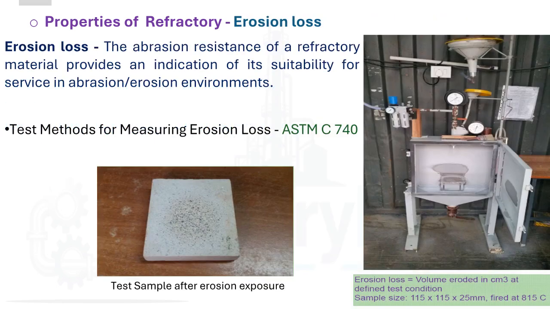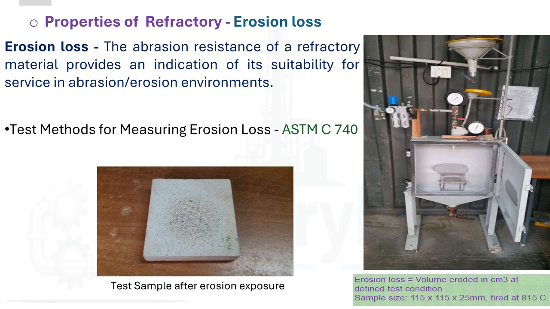Now let us talk about erosion resistance, a property that is absolutely critical in environments where refractory faces high-velocity particle streams. Think of your fluid catalytic cracking units, blast furnaces, cyclone separators, and similar equipment. To measure this property, we use the ASTM C740 test method, which simulates an erosive environment. Here is how the test works.